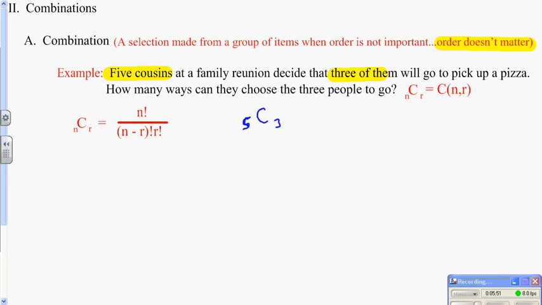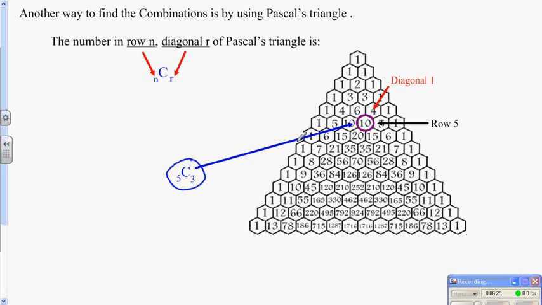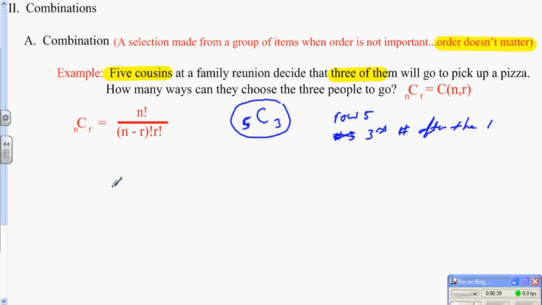Now you have the ability to use Pascal's triangle on this. It is row 5, and it is the third number after the 1. To show this, I want to take this 5 choose 3 and go to the next page for a moment. And here's 5 choose 3. Row 5, third number in after 1. So here's 1, 2, 3. So 10 represents how many different combinations you can have. So 10 is our answer.